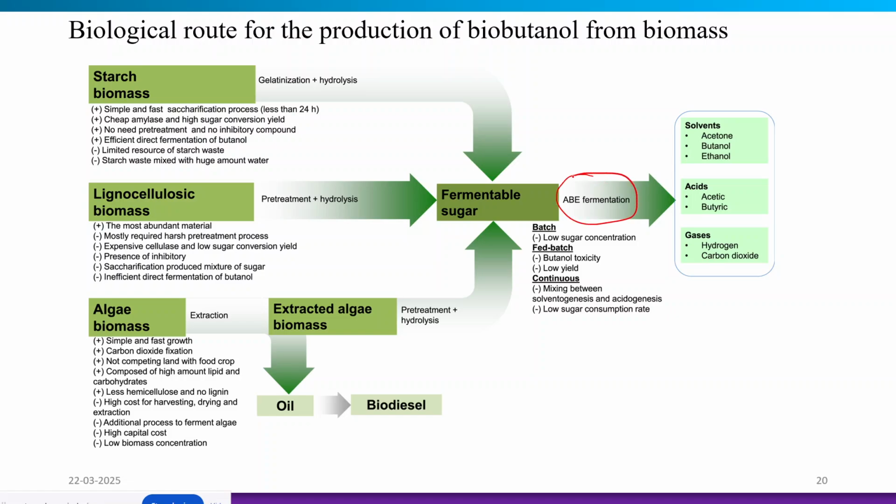So the main step is the ABE fermentation, which converts these fermentable sugars into three solvents: acetone, butanol, and ethanol. Some acids are also produced, acetic acid and butyric acid. Among gases, it produces carbon dioxide and hydrogen. So we can separate out the biobutanol from this process using distillation and other separation processes available.